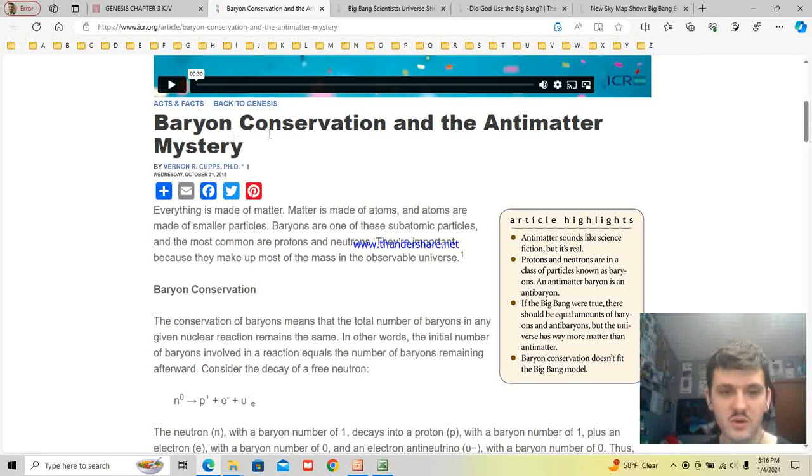But here it is: baryon conservation and antimatter history. Why is everything made of matter? Well, everything is made out of matter. Matter is made of atoms, and atoms are made of smaller particles. Protons are one of the subatomic particles. The most common are protons and neutrons, because they make up most of the mass of the observable universe. Baryon conservation: the conservation of baryons means the total number of baryons in any.